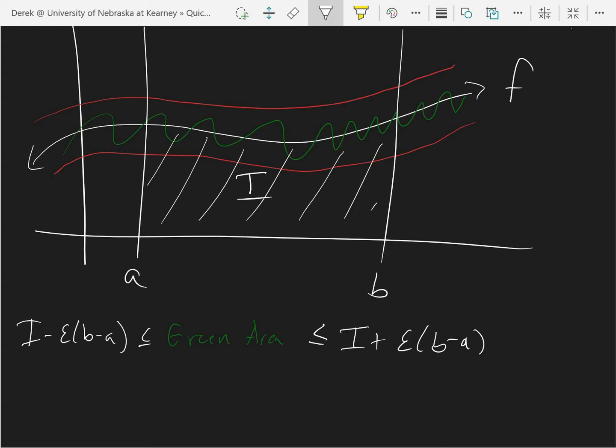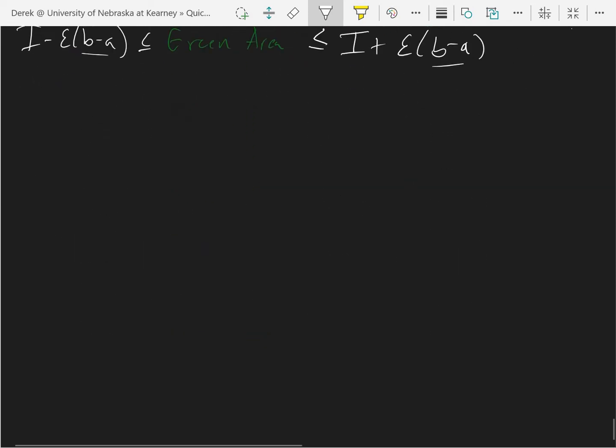And as epsilon gets small, that green area actually has to approach that white area, because b minus a is a fixed value. So if I can make epsilon really small, then this green area is bounded really close to the white area. Okay, so that's going to be our first theorem: integrals play nicely with uniform convergence.